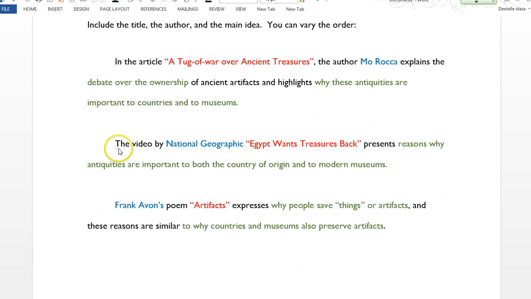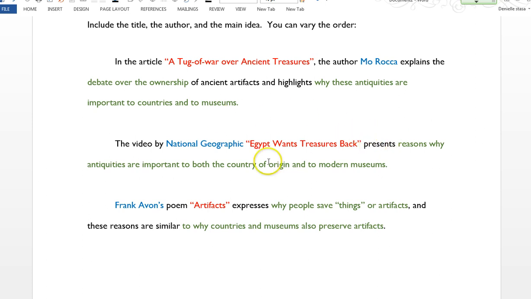In this one, I don't start with a prepositional phrase. I start with the subject. The video by National Geographic, Egypt Wants Its Treasures Back, presents reasons why antiquities are important to both the country of origin and to modern museums. So here I start with the author of the video, National Geographic, the title of the video, and then a summary of what the video is sort of about. The subject being video and the verb being presents here.